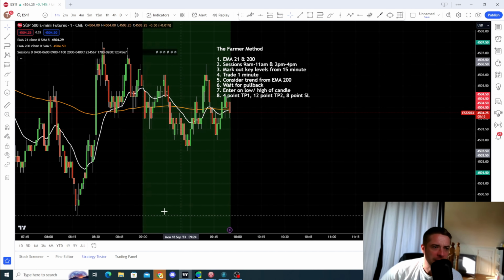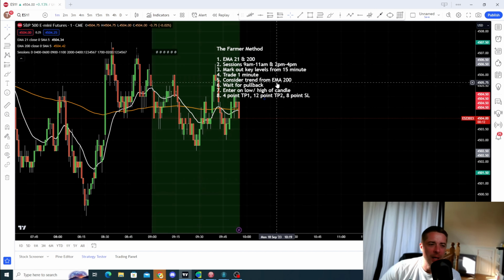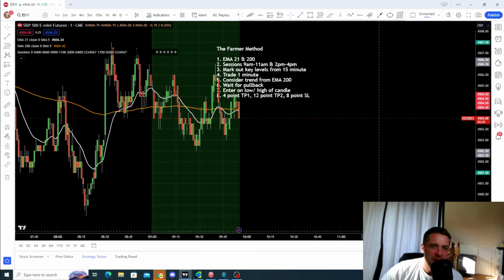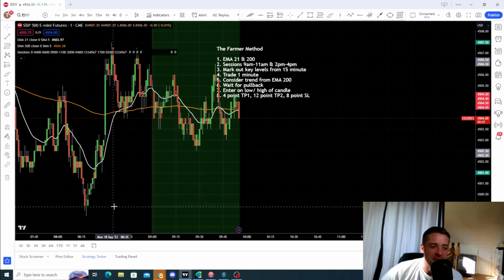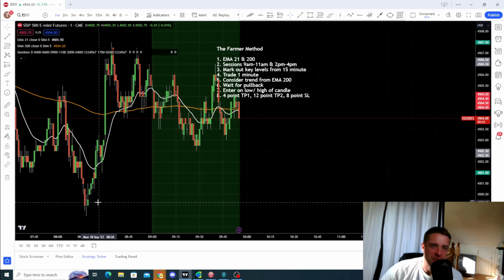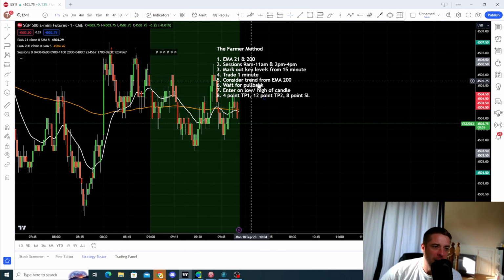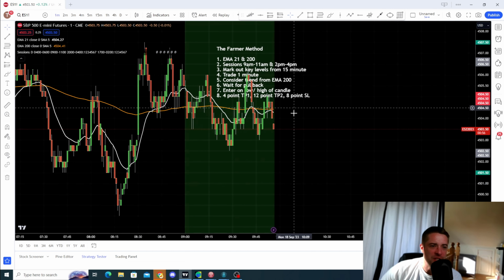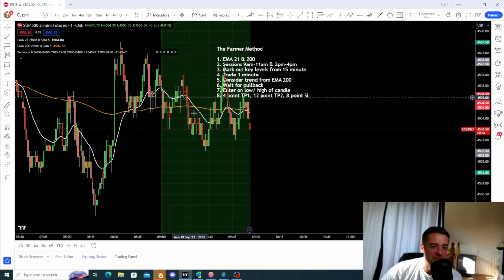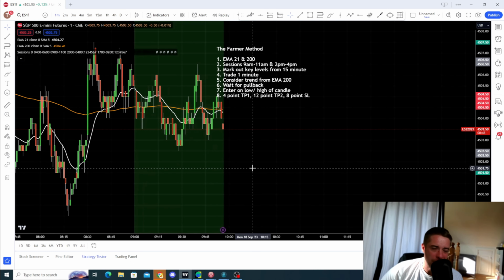Once you've done that, I will typically mark out key levels. You don't have to, but if you're highlighting key support and resistance areas, you might not take a trade that's close to them, just in case price reverses on you. I trade the 1 minute. We consider the trend from the 200, so we look to see what the 200 is doing. We will wait for a pullback and we will enter on the low or high of that candle. Typically, that's what we do.